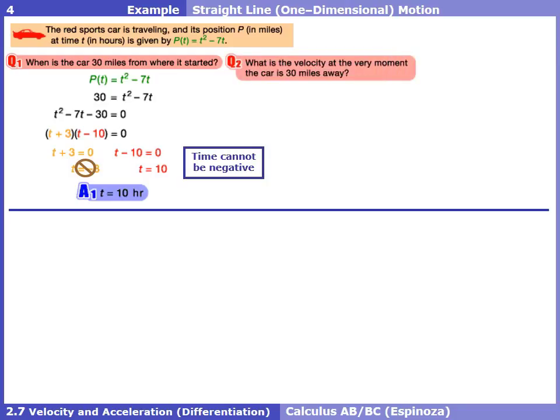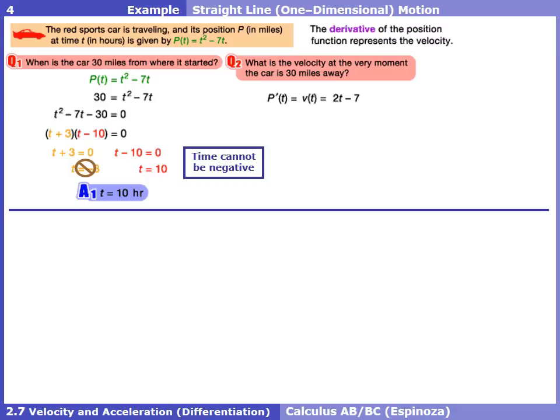Second question: what is the velocity at the very moment the car is 30 miles away? Well, we know that it takes 10 hours to get 30 miles away. So we want to find the velocity right at that point. Since we have our position function, we know from that first slide that the derivative of position is velocity. So P prime is equal to our velocity function.